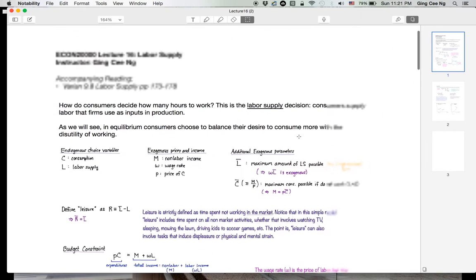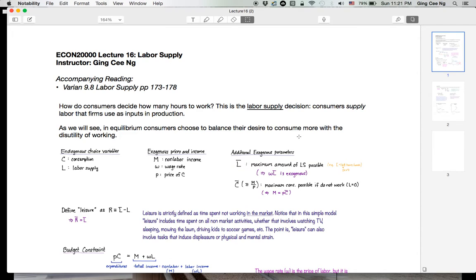So let's take a look at how we can incorporate this into the very standard framework we've been using since the midterm, where you have a basic model of two goods and the consumer is endowed with some amount of the two goods. We're going to go ahead and analyze this.